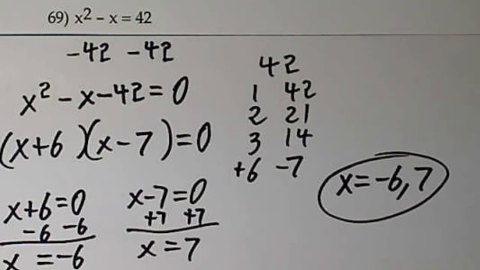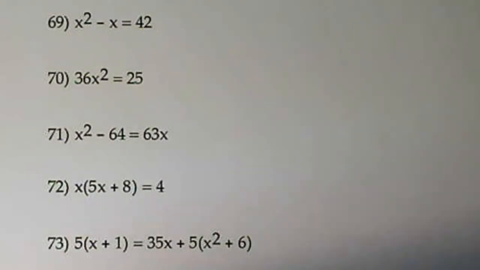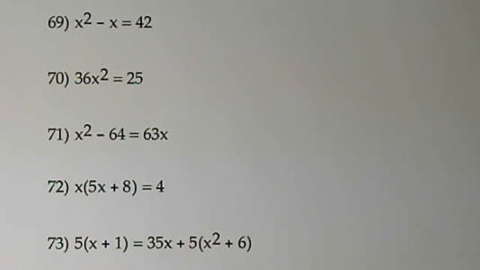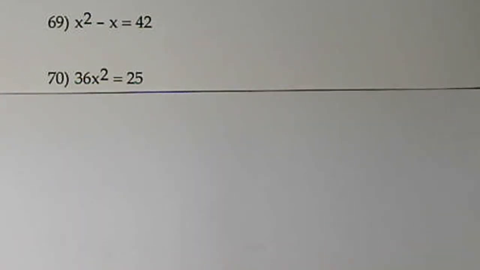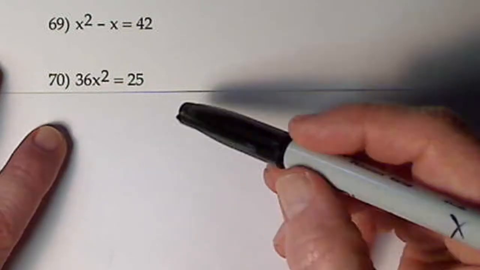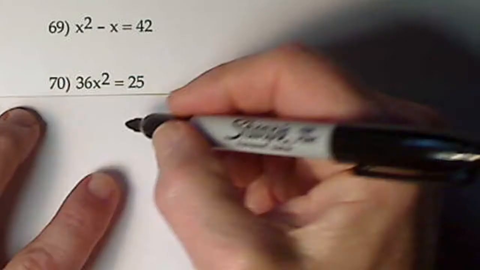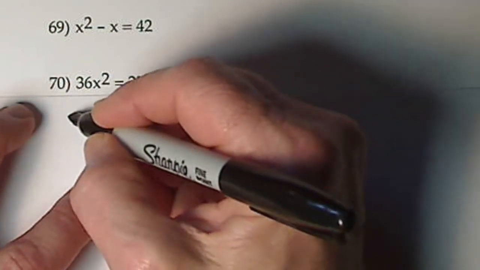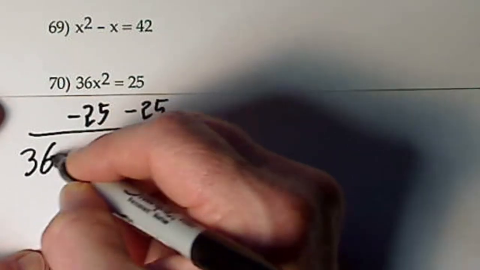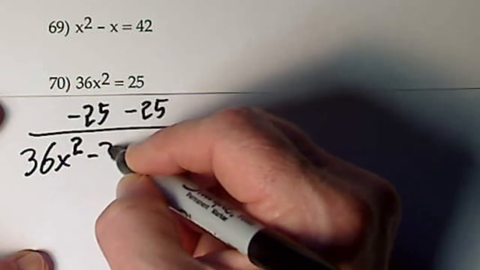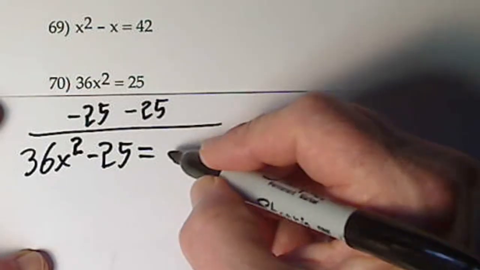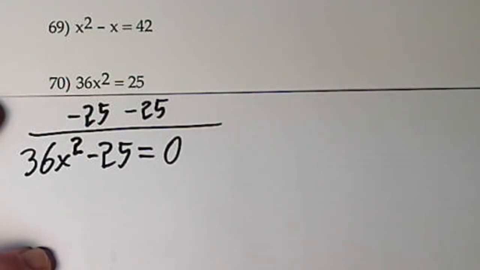Okay. We'll take a look at number 70. And again, we've been working with things equal to 0, and we don't have that. So I'm going to get rid of that 25 by saying minus 25 and minus 25. So I have 36x squared minus 25 equals, again, usually I don't have to write something over here, but I can't have air on that side, equals 0.